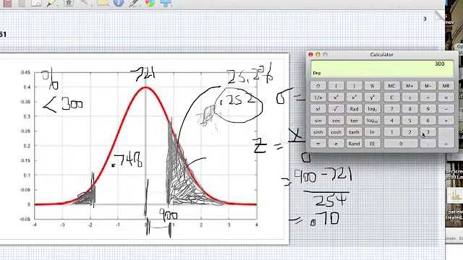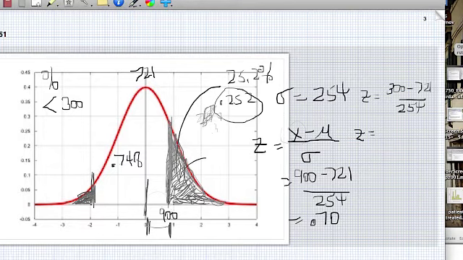300 minus 721 divided by 254. That's a z-score of minus 1.66. I'm going to round it off for my purposes. I encourage you not to round off until you're done with your calculations if possible. Minus 1.66. Well, why a minus sign?